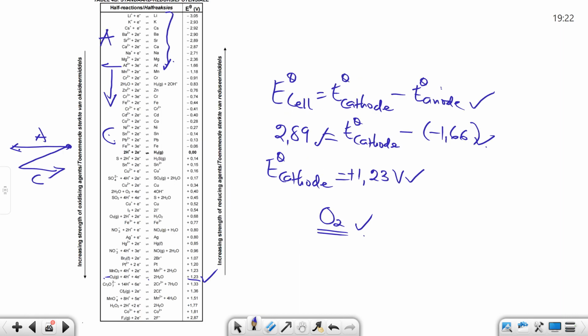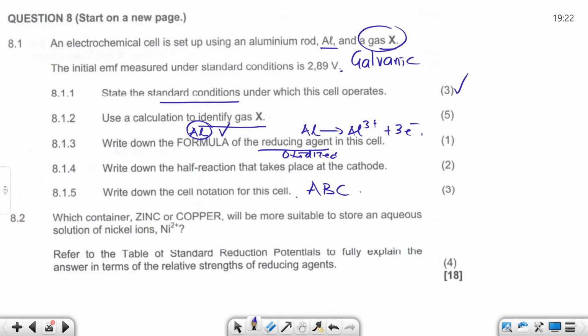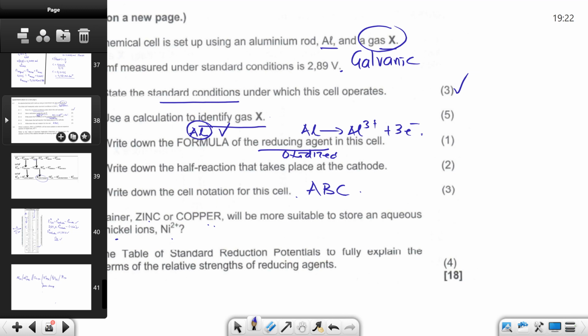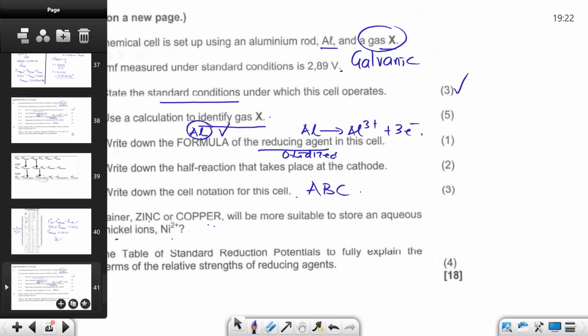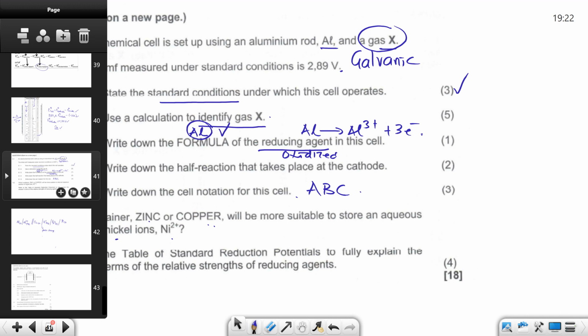All right, guys, are we okay? Now, which container, zinc or copper, will be more suitable? I always answer this, guys, if you remember. This is spontaneity. Let's quickly answer it again. Which container, zinc or copper, will be more suitable to store an aqueous solution of nickel? Okay. Don't just jump, please. We don't jump to answer this.